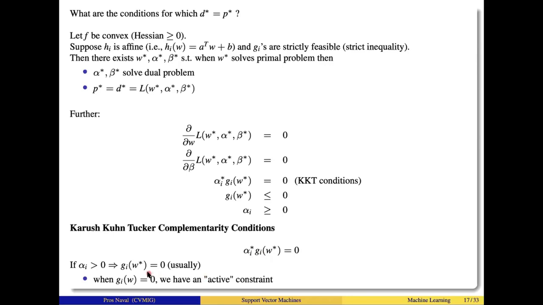But usually g_i, okay. So suppose alpha i is non-zero, which means that this other factor is 0. g_i of w is equal to 0. So when we have this case, when g_i of w is equal to 0, what we have is an active constraint. That's the case where alpha i is greater than 0.